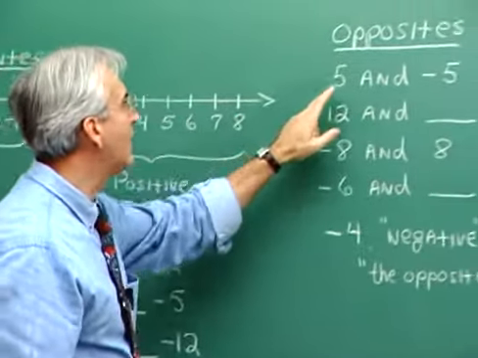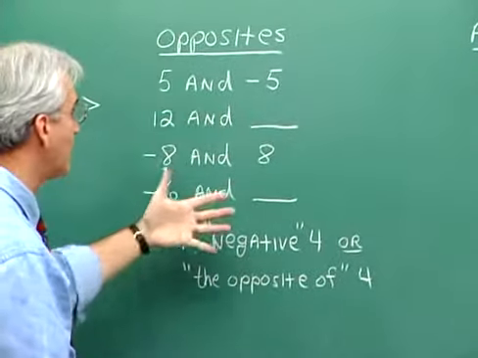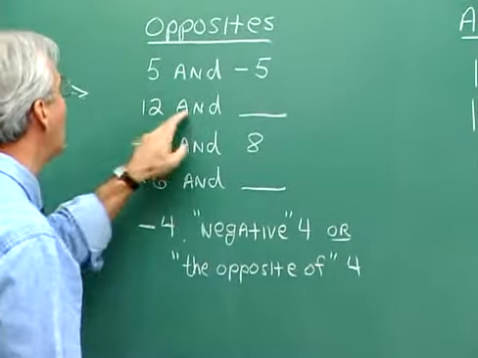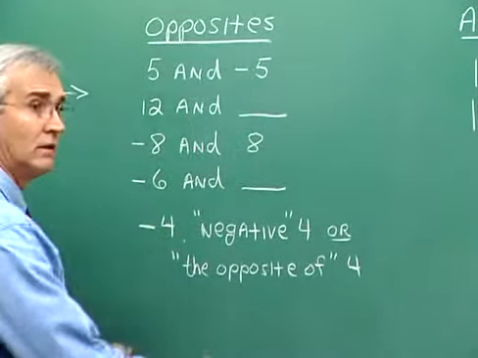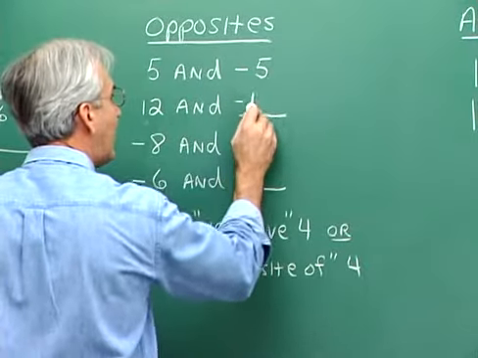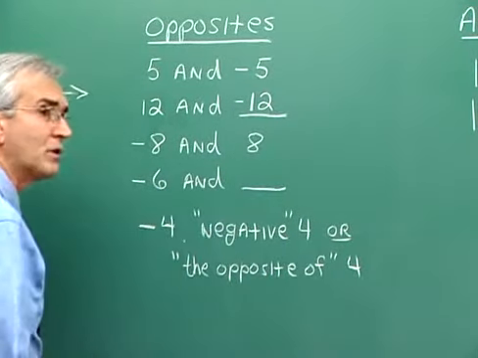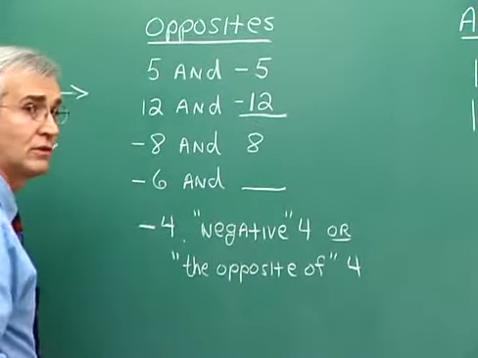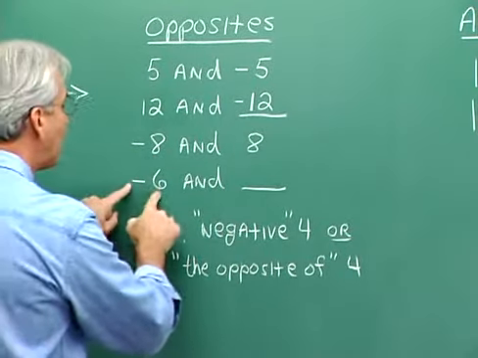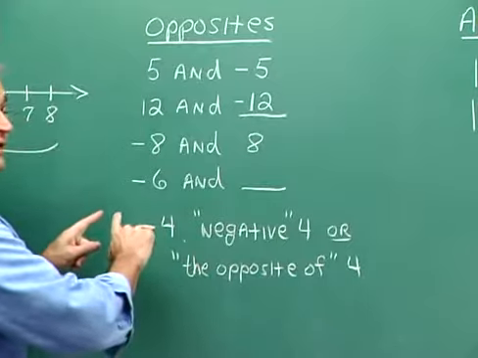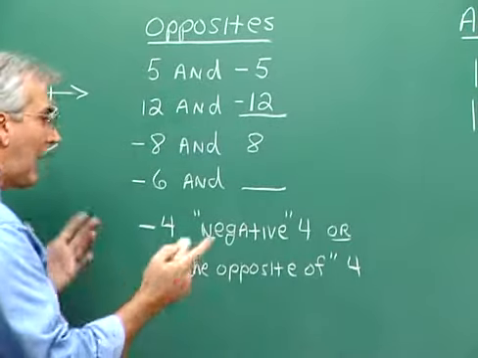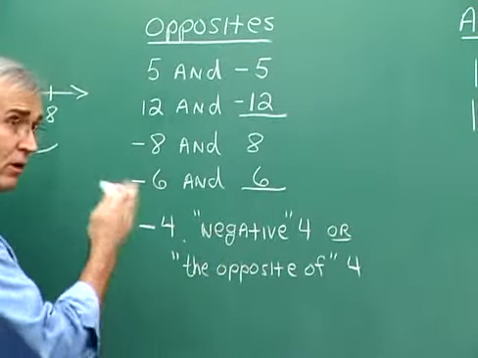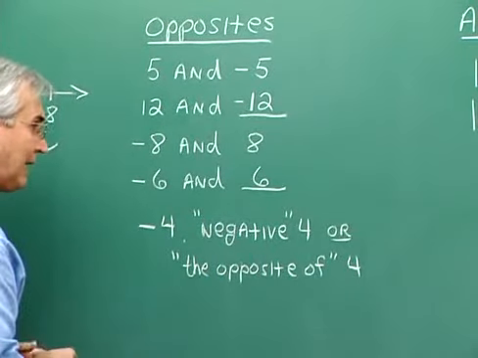We can say then that opposites are, if we're going to list some opposites, 5 and negative 5. Those are opposites. What about 12? 12 would be the opposite of what? Oh, it's negative 12. It's just the negative of that number, the opposite of that number. All right, negative 8 and 8 are opposites of one another. What about negative 6? What is negative 6's opposite? Well, the opposite would be 6. Same distance on the other side of 0 on the number line is a way of looking at it.